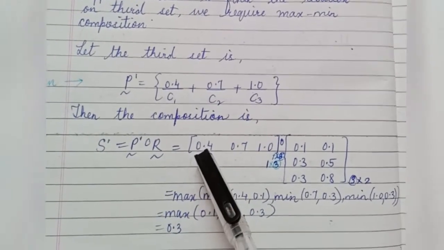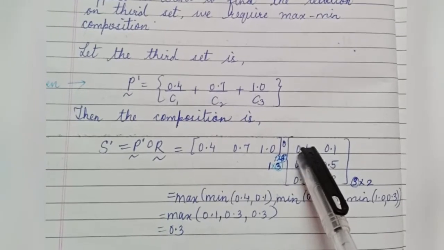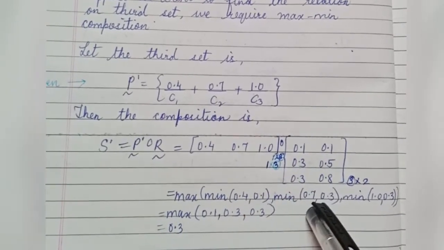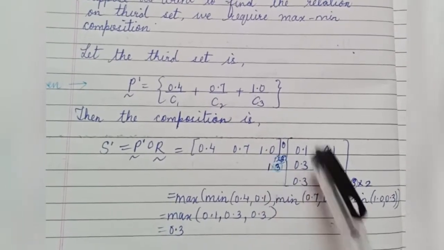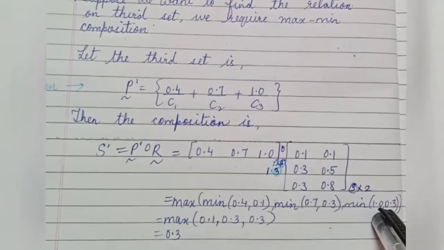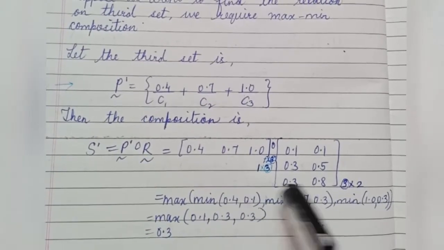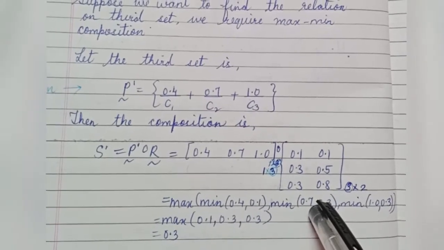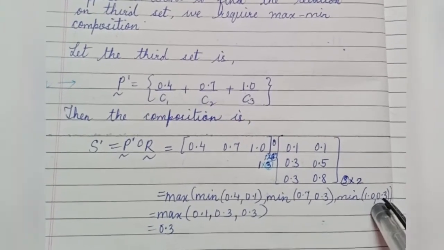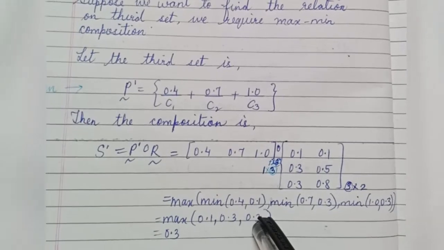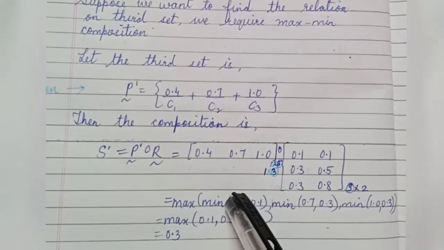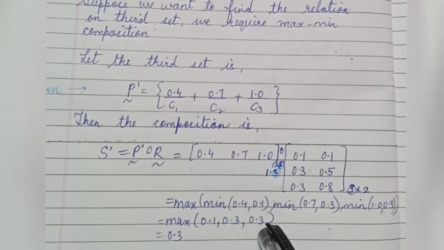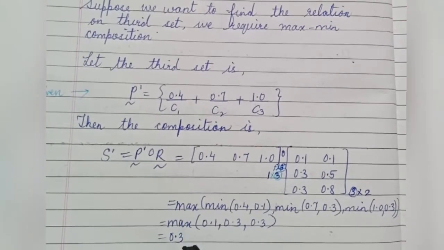Select the first element 0.4. Here select 0.1. Write it over here. Next 0.7 and 0.3. Next min 1.0 and 0.3. Write it over here. Now select the minimum of these 3. Minimum here is 0.1. Minimum is 0.3. And here the minimum is 0.3. Write it over here. Now in max-min, first we take min and then we take max. Now select the maximum element. So max of these 3 is 0.3. Write it over here. So this is the first element of the matrix.